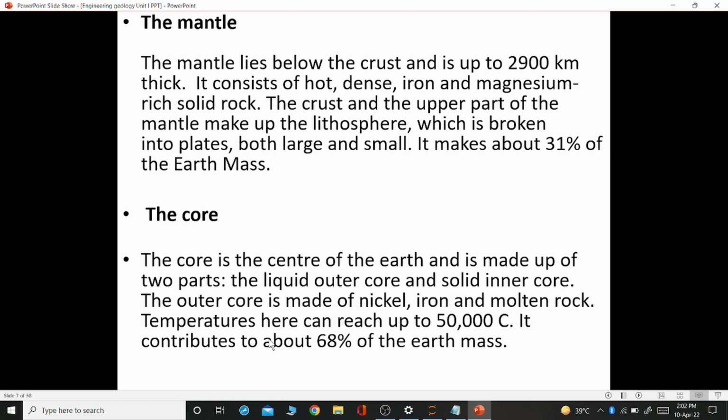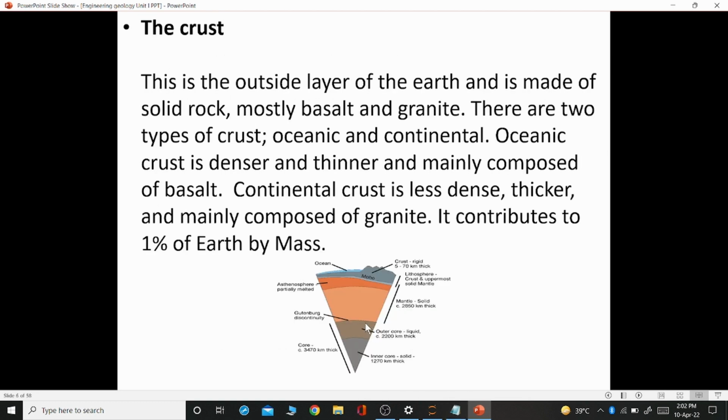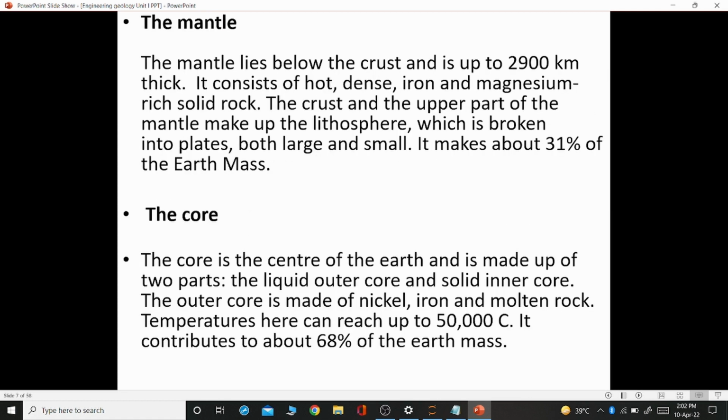Now the core, it is the internal part. So this is the core, the innermost layer of the earth. It is the center of the earth and is made of two parts, the liquid outer core and the solid inner core. The outer core is made of nickel, iron and molten rock. The temperature here can reach up to 50,000 degrees Celsius. It contributes about 68% of the Earth's mass.